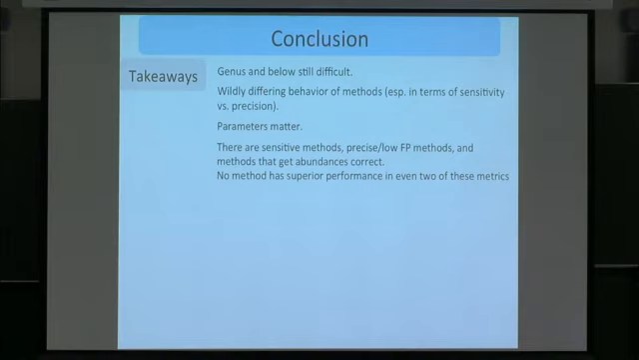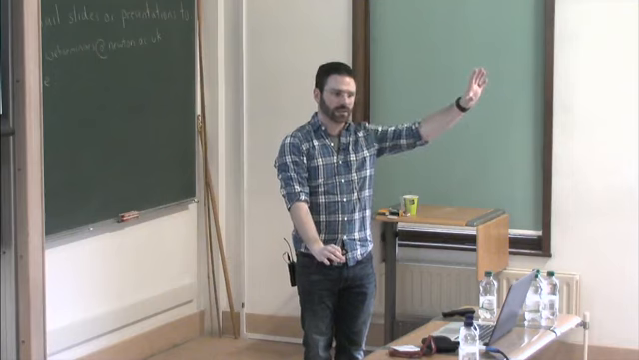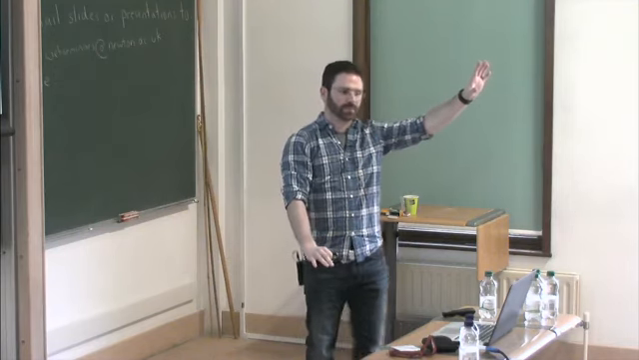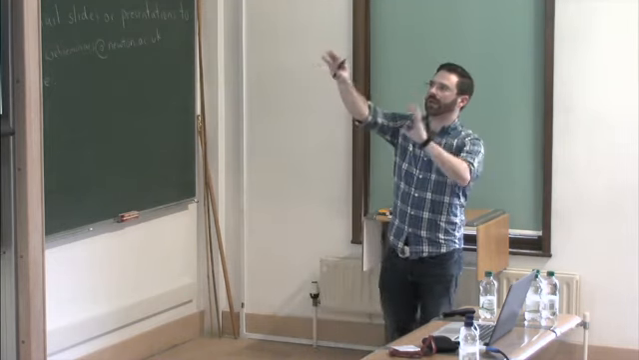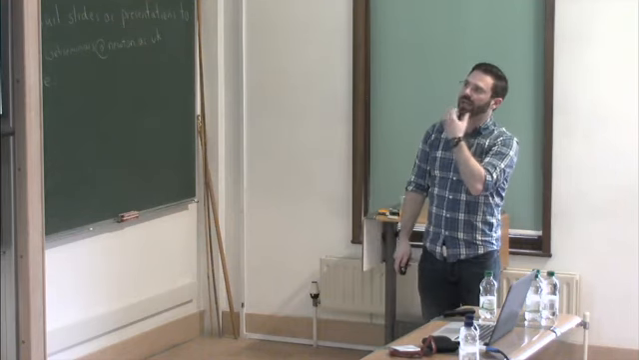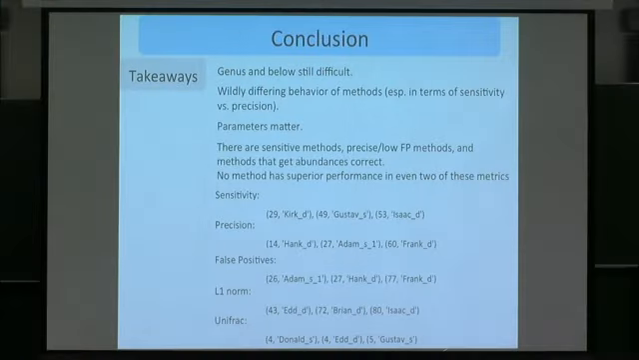There are sensitive methods. There are precise low false positive methods, and there are methods that get abundances correct. So there are 3 main categories of methods, and there is no method that spans more than one category. So depending on what you're interested in, you're going to have to pick one of these guys. And we saw that with all these rankings right here. None of these show up over here, show up over here.